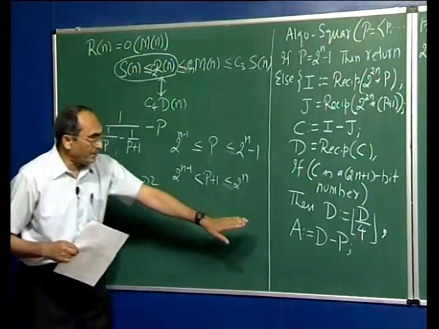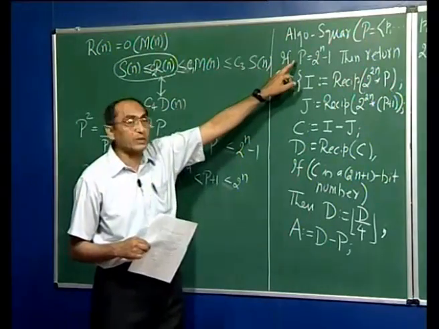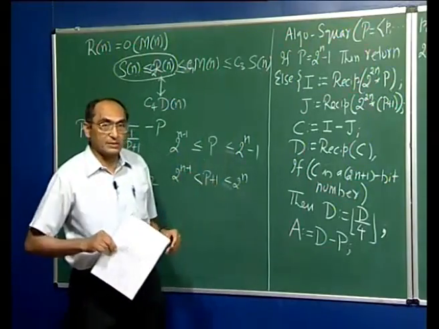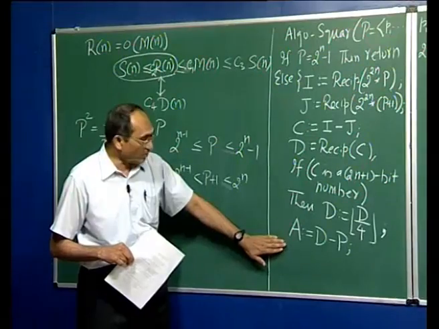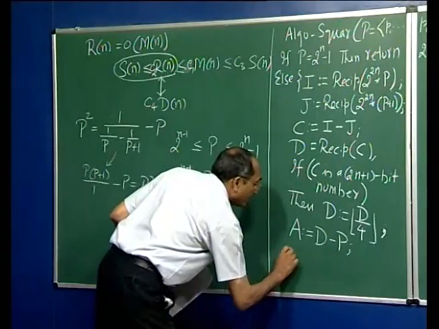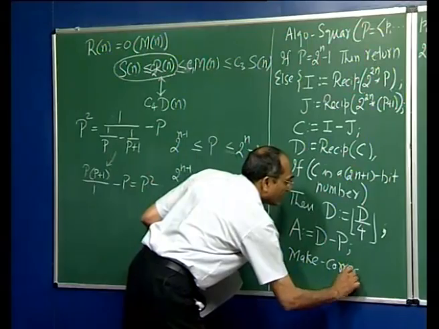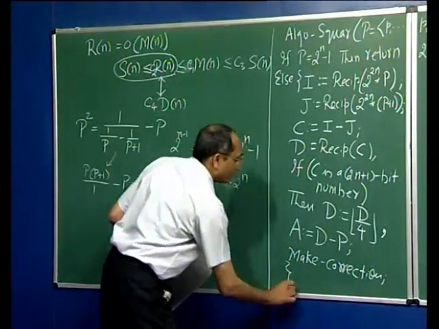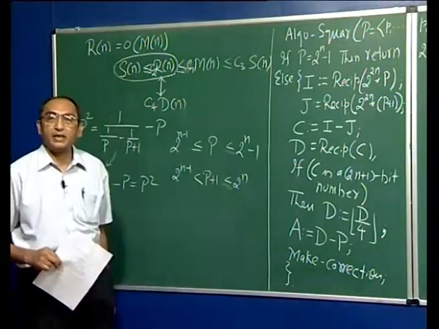Unfortunately, a may not be exactly p square. There is no room for approximation for p square, because it is an integer and p square exists within the representation range. So, what we will have to do is make some corrections. Later on we will show what corrections are to be made, but here we are going to leave some remark, make some correction, and then return the value. That should be the value of p square.